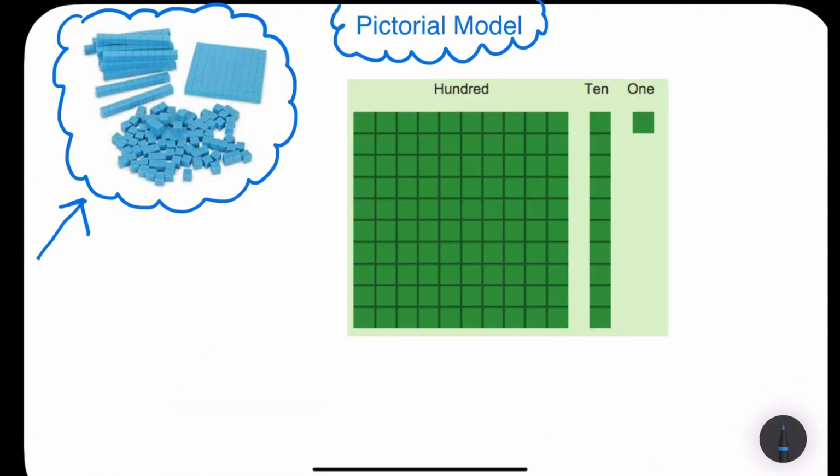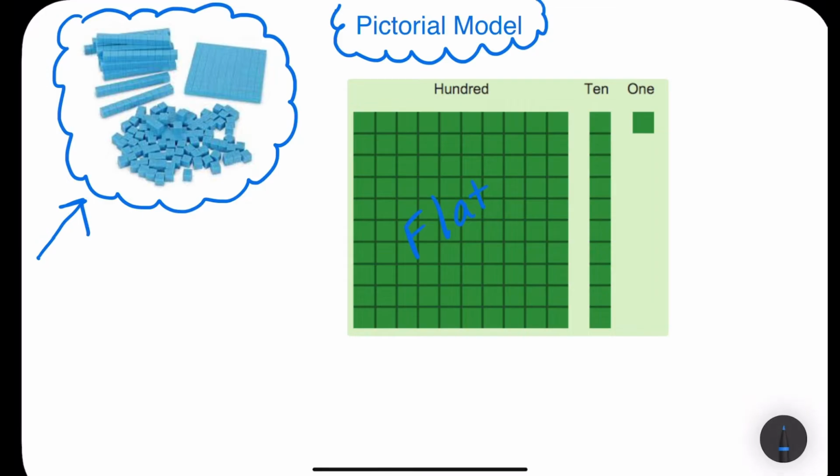Okay, so before we can actually take a number and represent it with a pictorial model, we have to know the right way to draw these base 10 blocks. And these base 10 blocks have very specific names when we get them out. The base 10 block that's worth 100 is called a flat. The base 10 block that's worth a 10 is called a rod. And the base 10 block that's worth just 1 is called a unit.